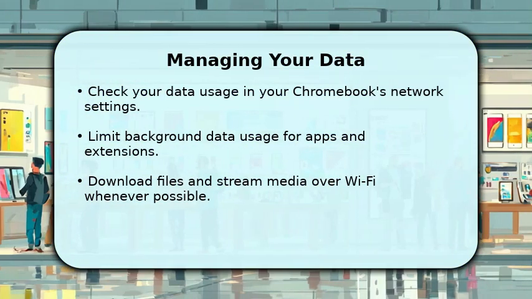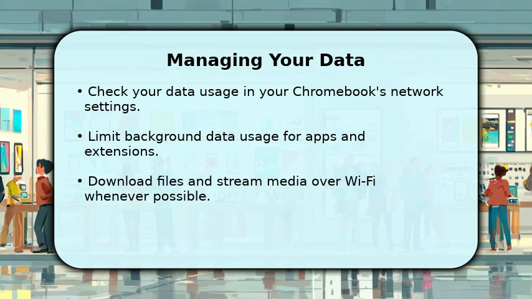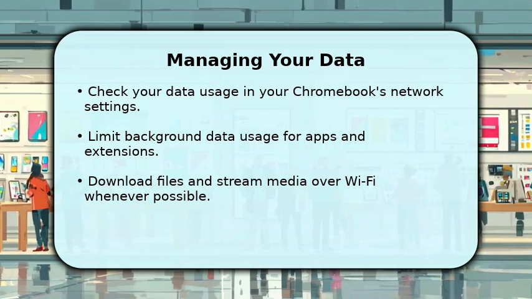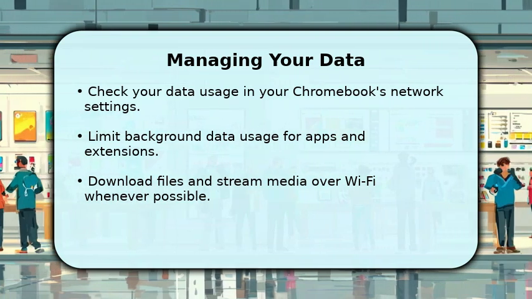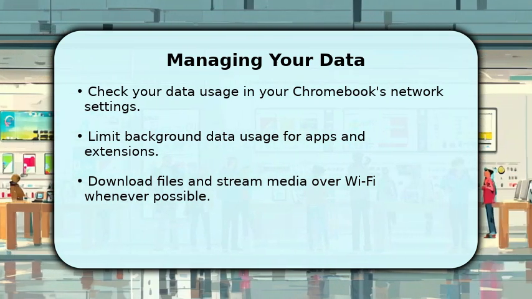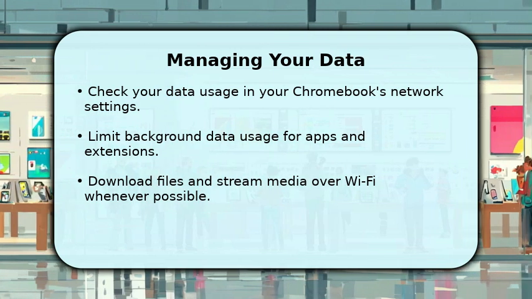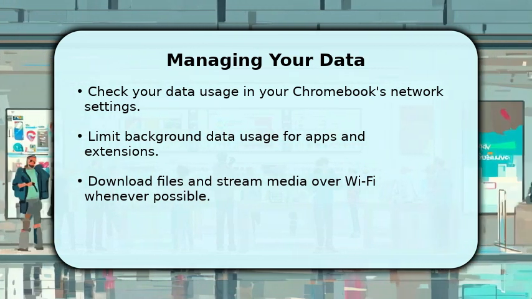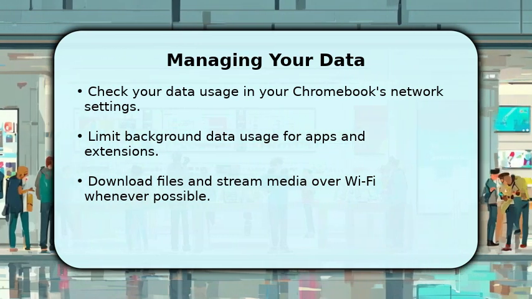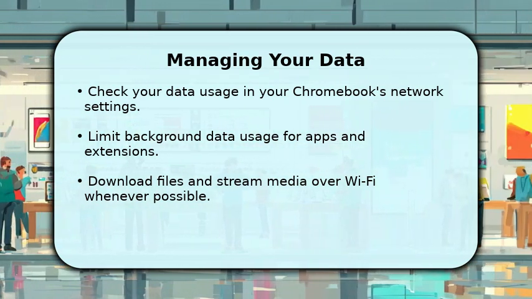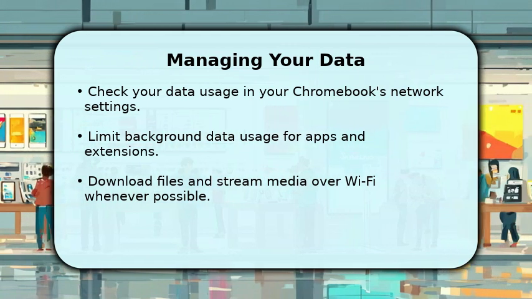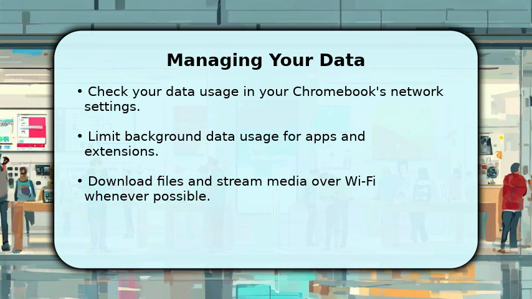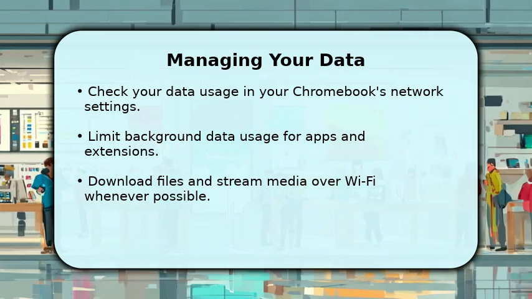To manage your data effectively, regularly check your usage within your Chromebook's network settings. Consider limiting background data for apps and extensions that aren't actively in use. Always prioritize downloading large files or streaming videos when connected to a stable Wi-Fi network to conserve your mobile data. Some mobile hotspot devices also offer data saver modes, which can significantly reduce consumption, helping you stay within your monthly data allowance.